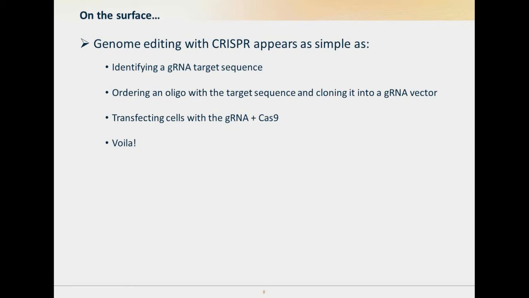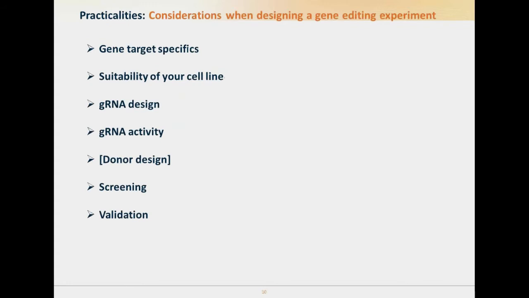So on the surface, genome editing really does appear pretty simple. You identify a guide RNA target sequence in the genome, you order an oligo with that target sequence, you clone it into a guide RNA vector, and then you transfect cells with that guide RNA plus the Cas9 protein, and voila. Well, it's not really that simple. There are other things that you need to consider.